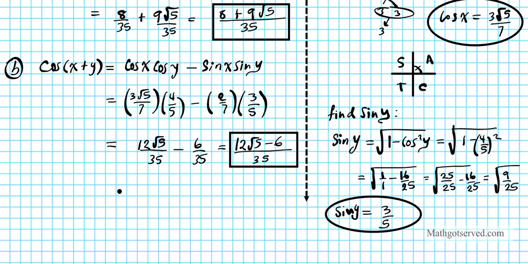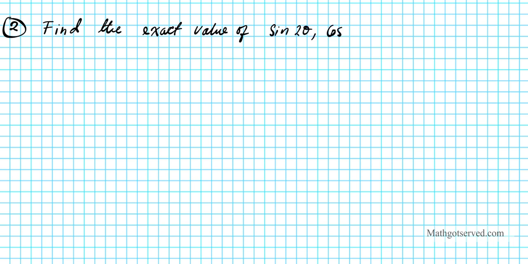All right, let's move on to question number 2. So for question 2, we are to find the exact value of sine 2 theta, cosine 2 theta, and tan 2 theta, where cosecant theta is equal to negative 7 over 4, and we have pi is less than theta, and theta is less than 3 pi over 2.